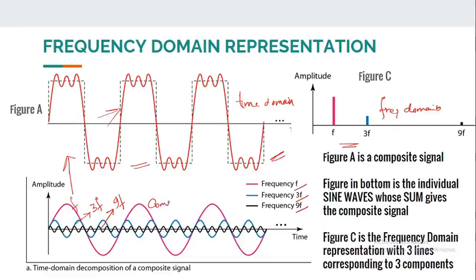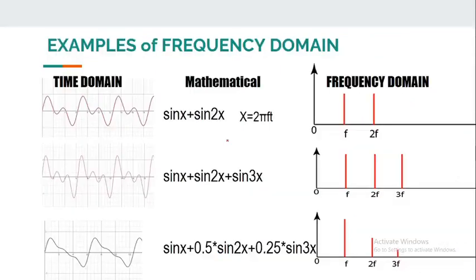These are called component waveforms or individual sine waves, and this is called a composite waveform. Okay, this is the frequency domain representation. Now we will see some more frequency domain examples.